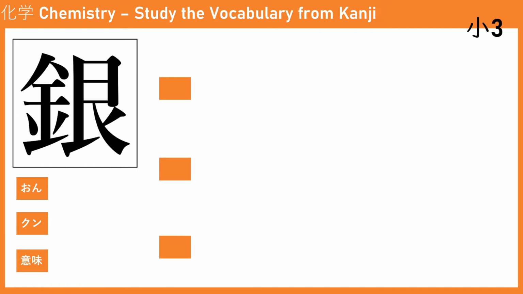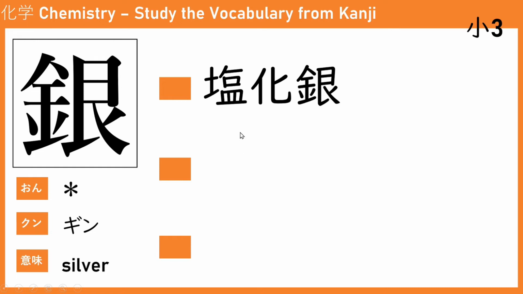The next kanji is gin. Gin means silver. Silver can be made just like do because it's the same kind of metal. The first one is enka gin. Gin, silver, changed with en, which means chloride. So enka gin means silver chloride, or AgCl.